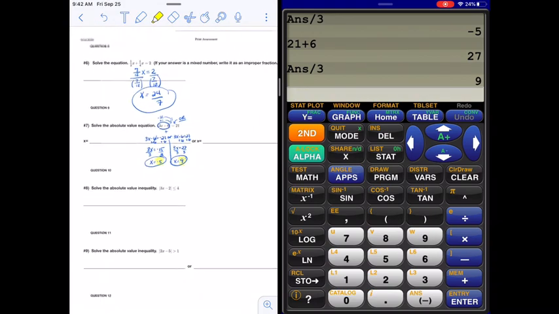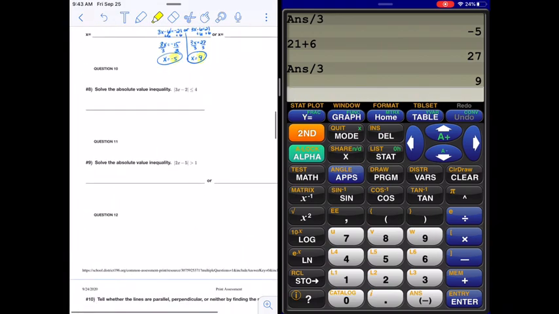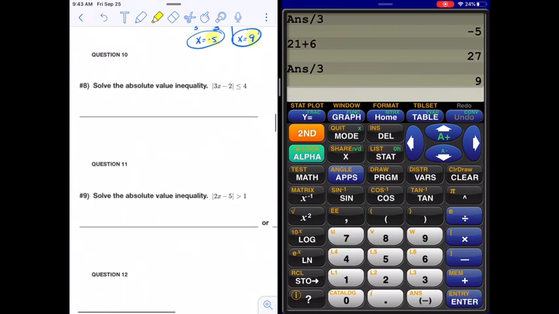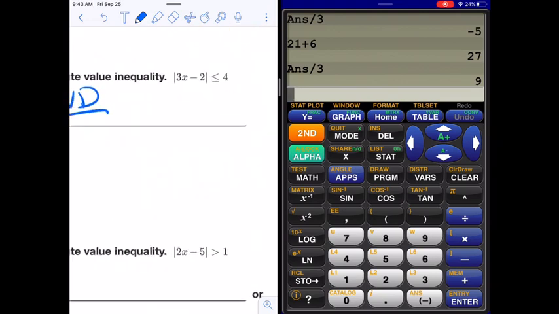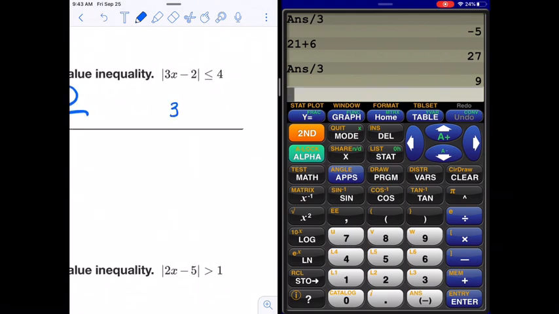All right, moving on to number 8. If you have a less than or equal to sign, remember, less than, that is an and statement, so pay close attention to how you do this. You write out that 3x minus 2 is less than or equal to 4. You take the 4 and you put it on the other side, so make that negative 4, and then, of course, you move that less than or equal to sign. So now that looks like an and, right?